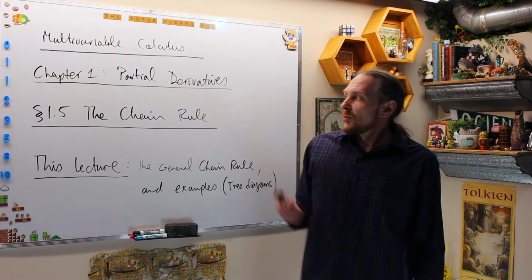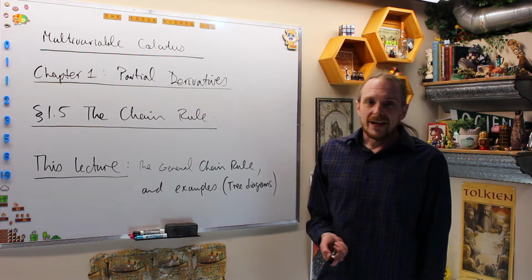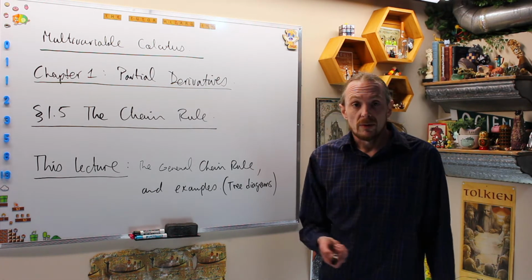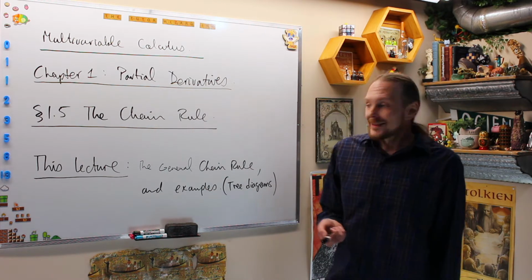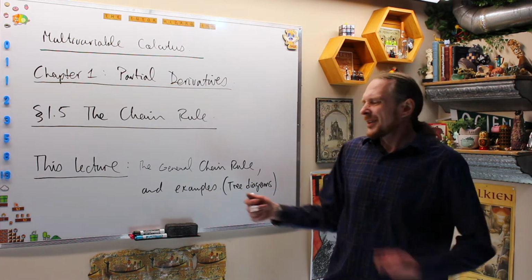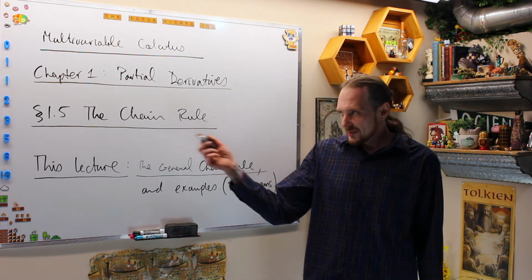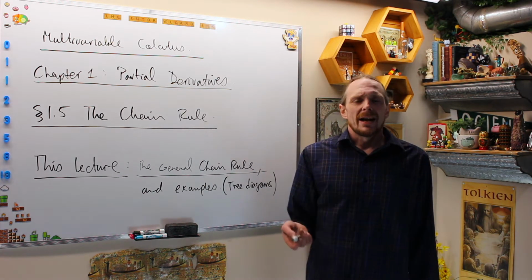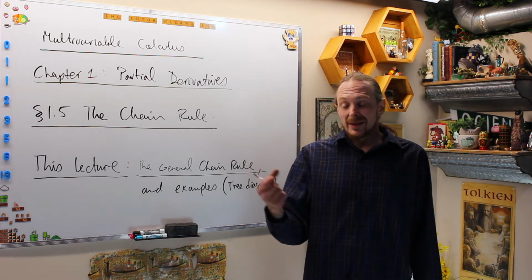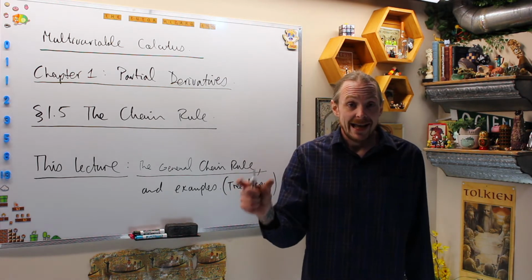We're doing Chapter 1, Partial Derivatives. Section 1.5 is the chain rule of functions of more than one variable. This lecture, what we're going to do is what most of the books are going to call the general chain rule, where we'll explain it in a second, but now we're going to have a function w, say, and it's going to be a function of n variables x1 to xn.